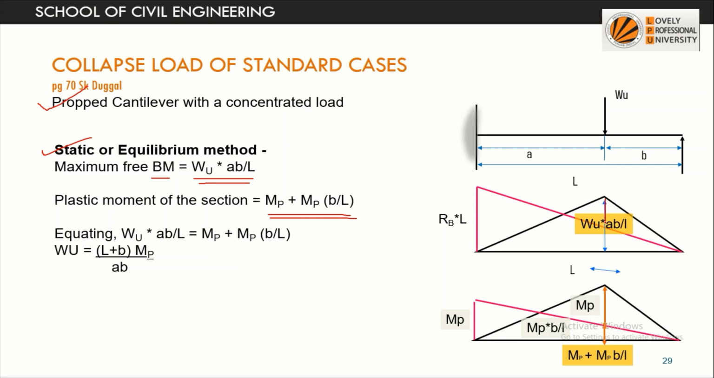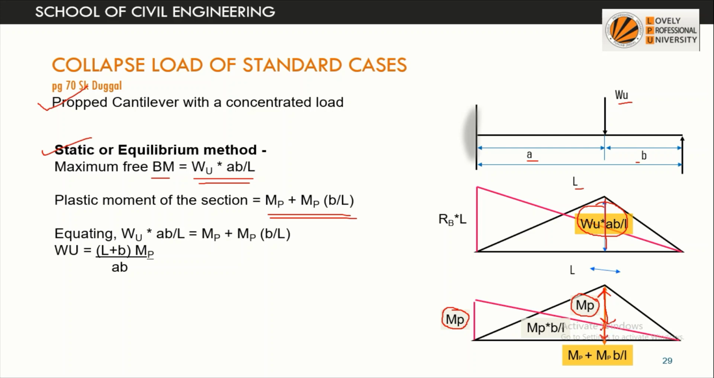So what is the free bending moment diagram at this section? It is Wu into a into b by L. And this portion should have moment equal to plastic moment Mp, and for a plastic hinge to form at this fixed end, it should have plastic moment equal to Mp. So by similar triangles we can find this ordinate.